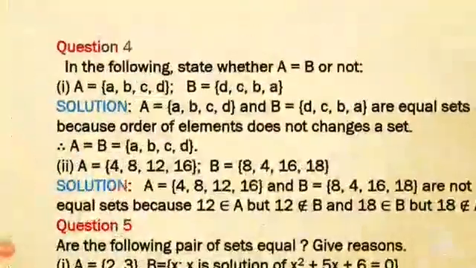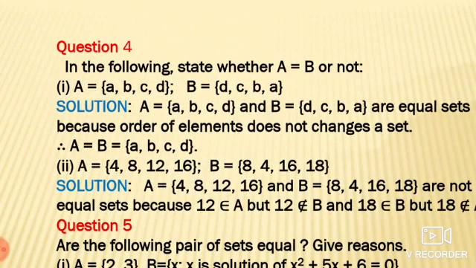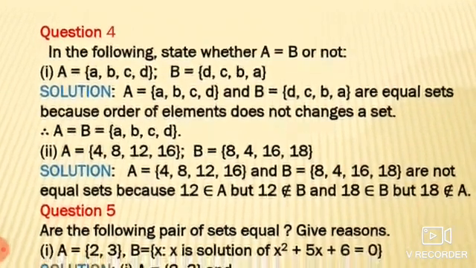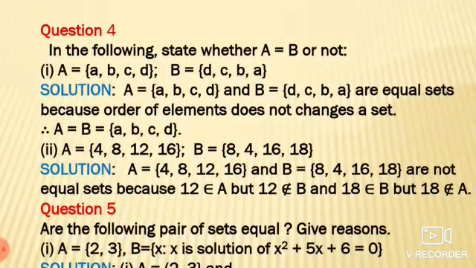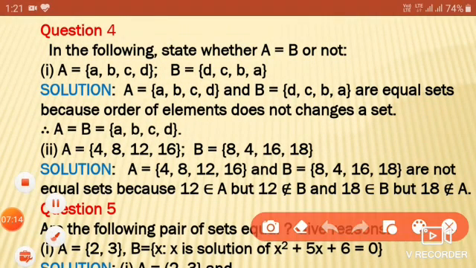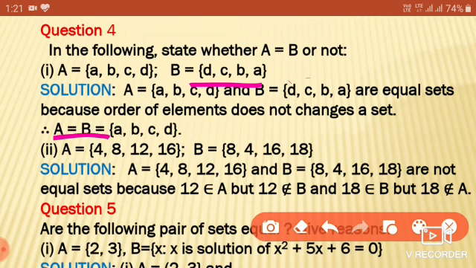Next, in the following, state whether A equal to B or not. If A is equal to B, you say that A and B are equal sets, isn't it? Now, first, A equal to {A, B, C, D}, set of all elements. B equal to {D, C, B, A}. Here, B is also A, B, C, D. So you can say only the order changes, but all the elements are the same. So, A is equal to B.